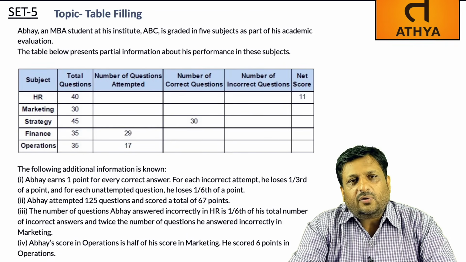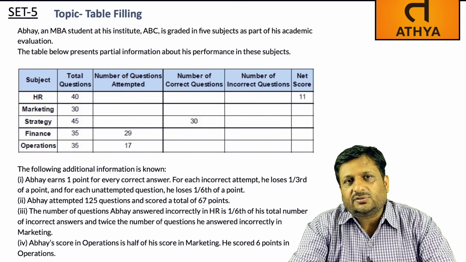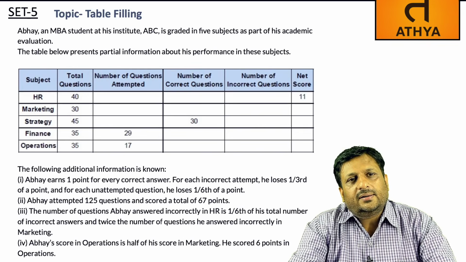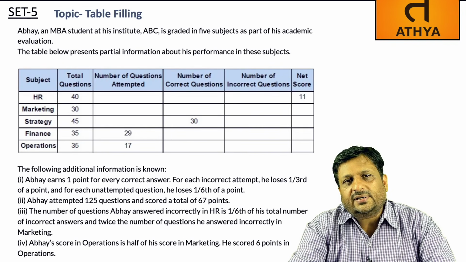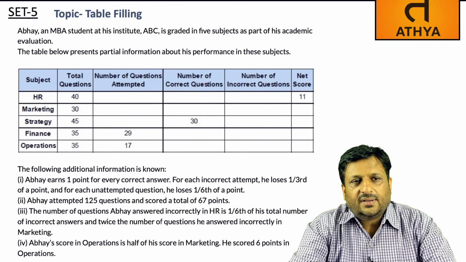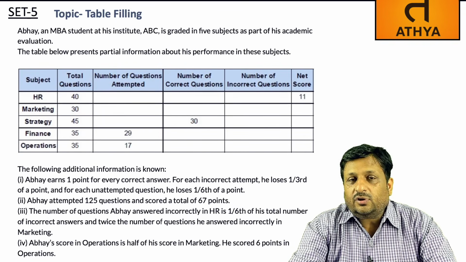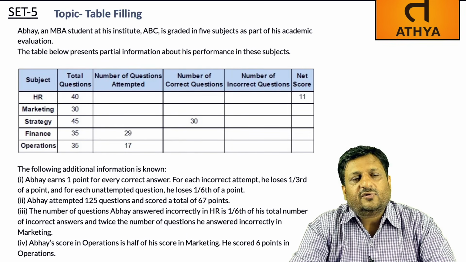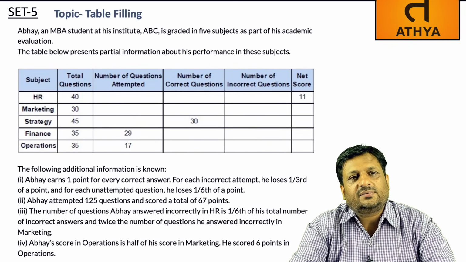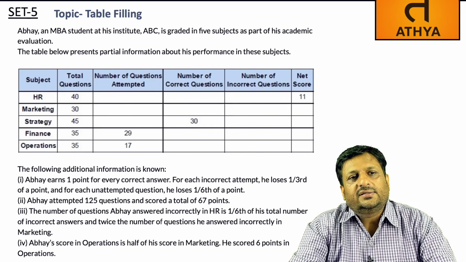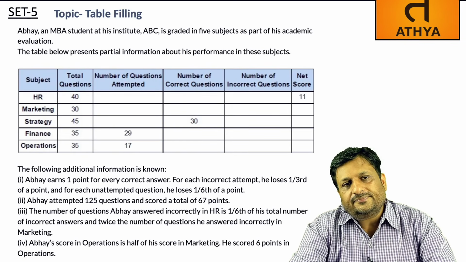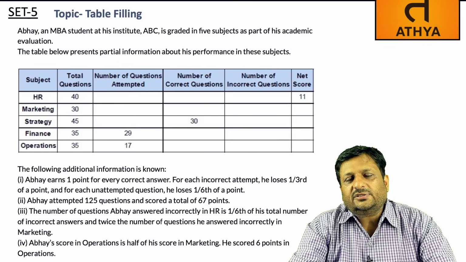So this set is about Abhay. Abhay is an MBA student, and he has 5 subjects: HR, marketing, strategy, finance and operations. There are different total numbers of questions in each subject. For example, in HR there are 40 questions, in marketing there are 30 questions, in strategy there are 45 and so on. Now this table is partially filled.